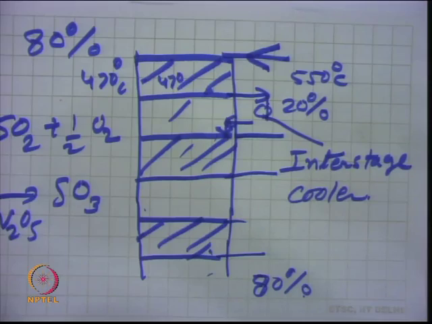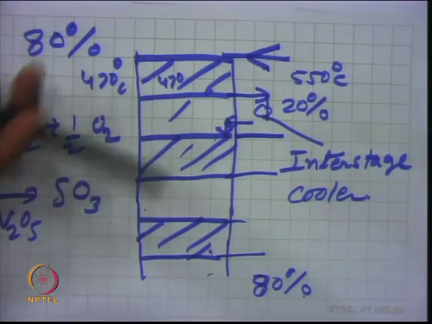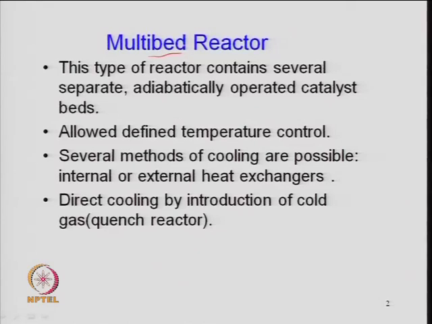multi-bed or multi-tubular reactor. So, this is an example of multi-bed reactor. So, you have 1, 2, 3, 4 like that, where in between you have the intermediate cooling. So, this type of reactor which I talked, a multi-bed reactor, generally used in the case of adiabatically operated catalyst bed. So, reaction is exothermic type.